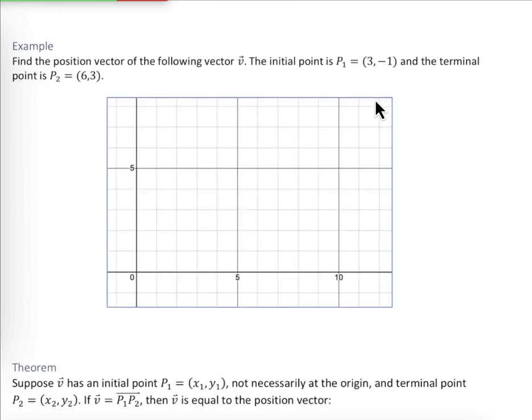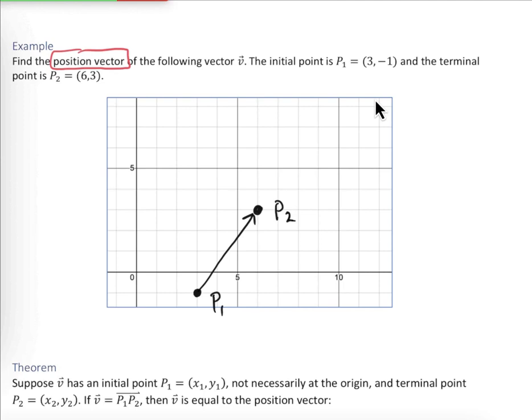So let's look at a quick example. We want to find this algebraic notation. We want to find the position vector of our vector V. And what we have is the given initial point, which is (3, -1). So let's go, (3, -1) is right here. So this is the initial point of our vector. And the terminal point is (6, 3). So let's look at (6, 3) here as the terminal point of our vector. And our vector is going to start at P1 and end at P2.